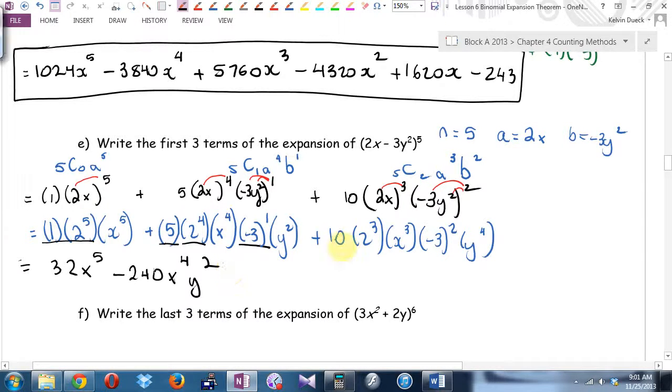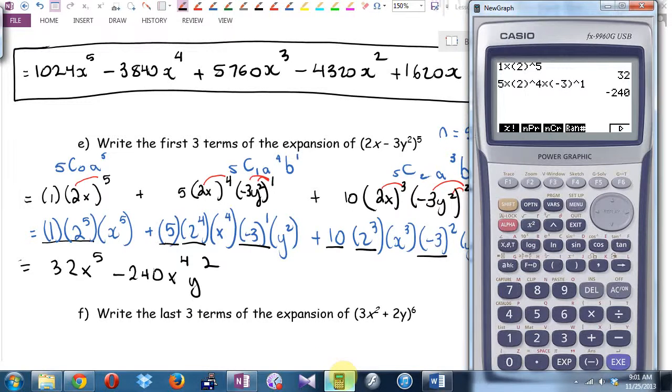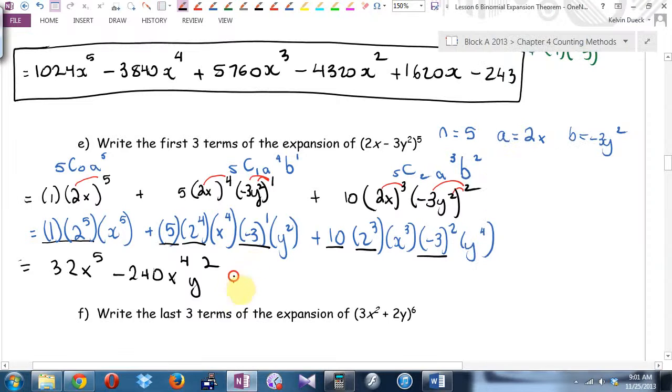In the third term, that, and that are all going to be part of my coefficient, the front part. The coefficient is going to be 10 times 2 to the 3rd times negative 3 squared. What does the coefficient end up being in front of the third term? 720. Positive or negative? Positive, which tells me to put a plus 720.